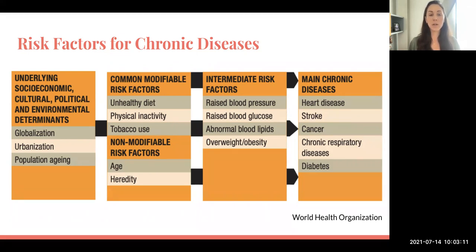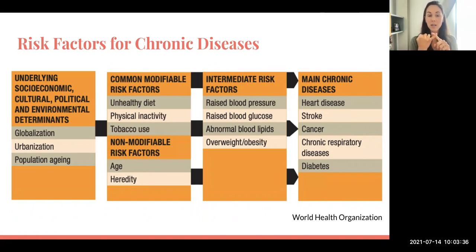Here are some personal modifiable and non-modifiable risk factors. So we're going from this kind of global trend, what we see happening, an increase in the number of fast food restaurants, an increase in the access to less nutritious food, less availability of places to be physically active or safe ways to do so, or the need to be active during work, all the way down to how this impacts us personally.